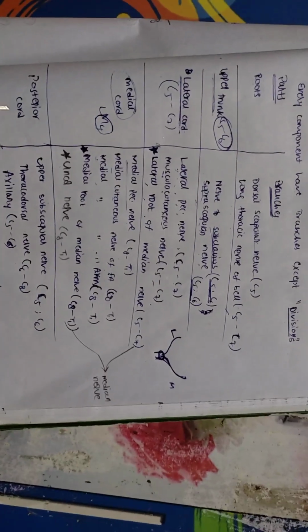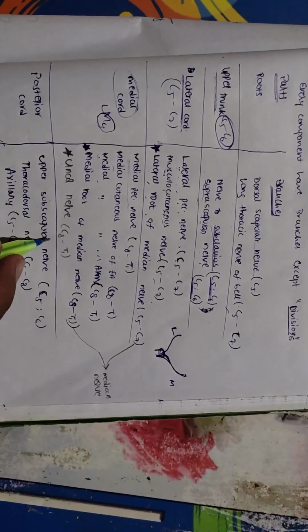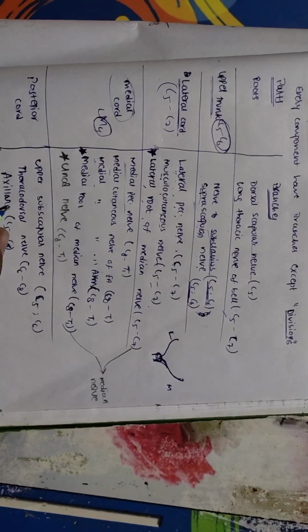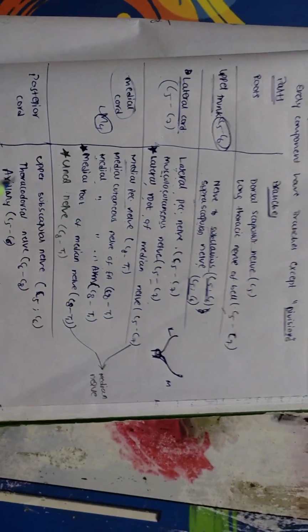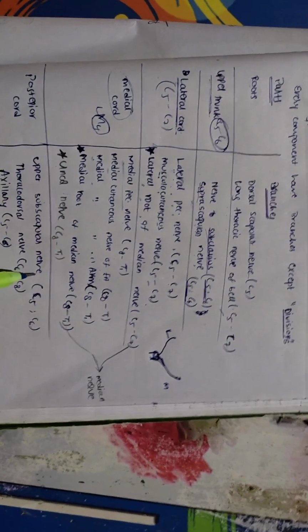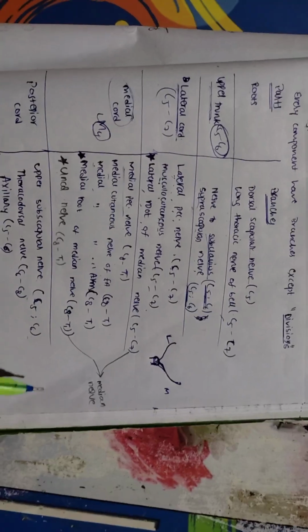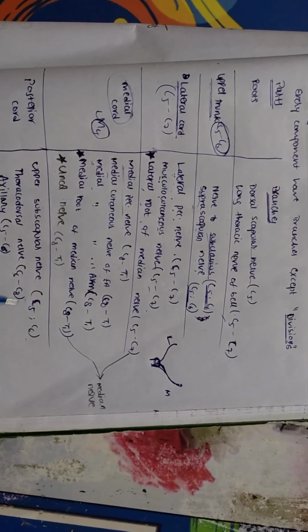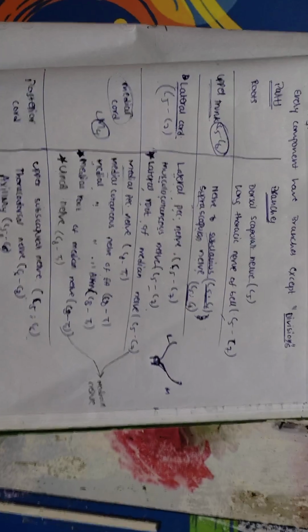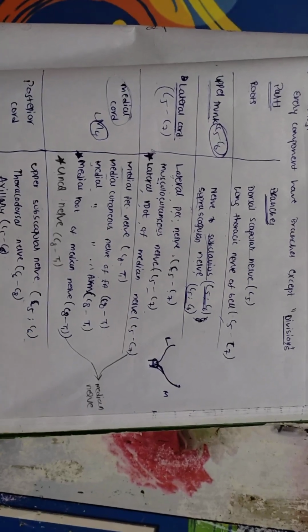Now the posterior cord. The posterior cord gives off 5 branches. This one has 3 branches, this one 5 branches, this one also 5 branches. Those are the upper subscapular nerve, that is C5 to C6, and the thoracodorsal nerve, that is C6 to C8, and the axillary nerve, C5 to C6.